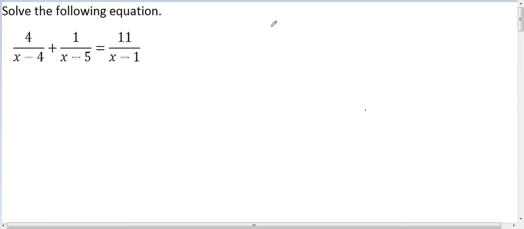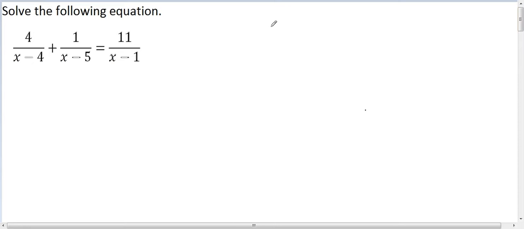Solve the following equation. We have 4 over x minus 4 plus 1 over x minus 5 is equal to 11 over x minus 1. If we take a look at the three fractions in the equation, they all have linear factors in the denominators. So if we compare them, we see that they're all different.